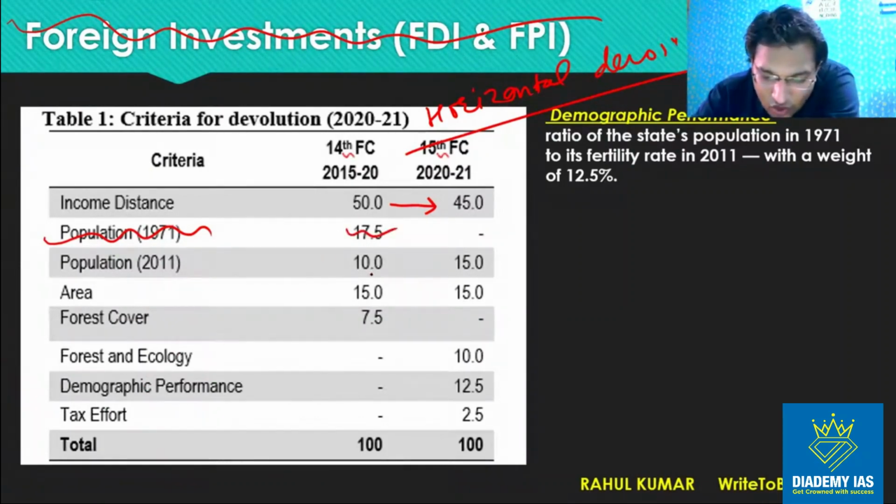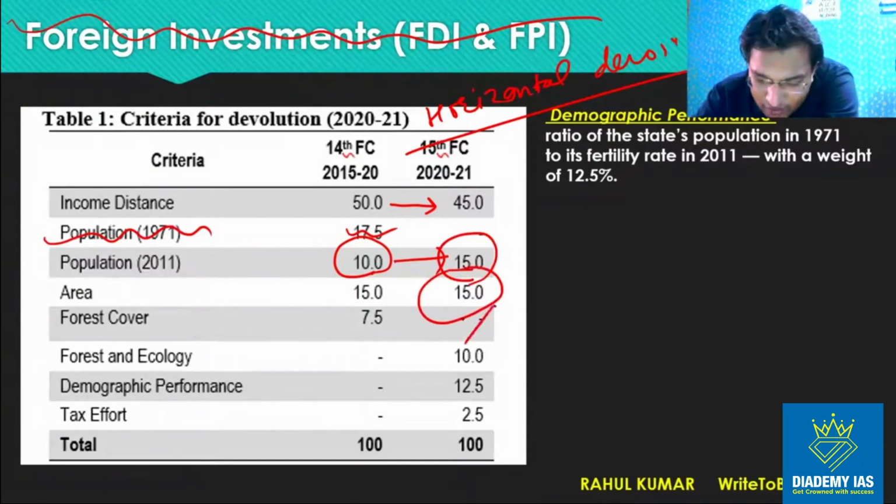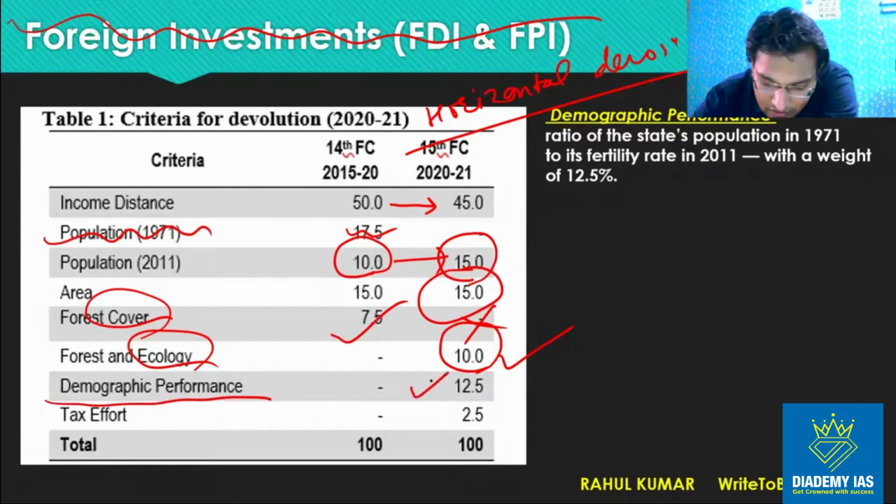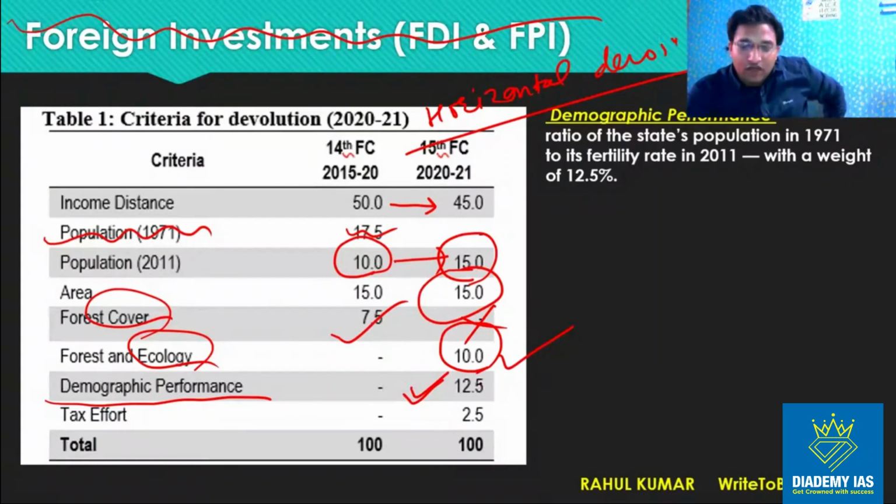Now population of 2011 from 10% to 15%, area 15%, forest cover no longer, forest and ecology yes, right? So earlier it was only forest cover, now forest and ecology, so it is now more diverse, and the ratio has been increased from 7.5 to 10%. Demographic performance, it is taken care of, right? So population of 1971 was eliminated, but in place of this, demographic performance criteria was introduced, right?